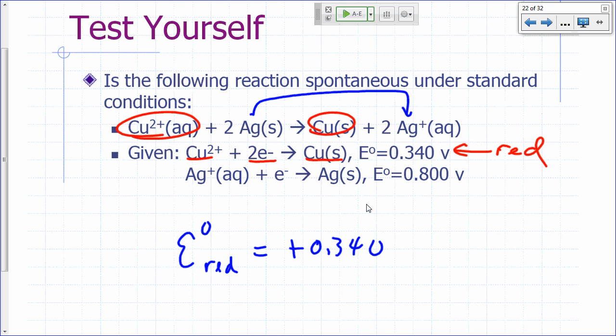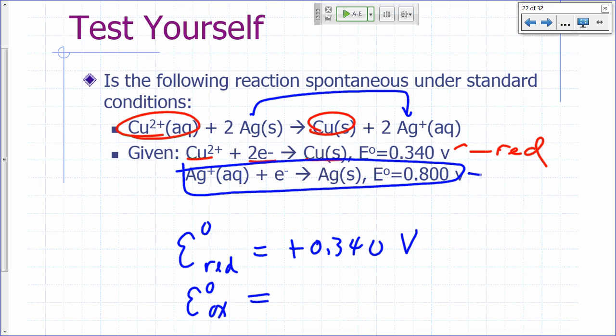That's what happens to my copper. What happened to my silver? It's oxidation, right? What's my oxidation potential? Is it 0.8 or negative 0.8? Look at this expression right here. That's also reduction, so if I flip it, I make it oxidation. I actually flipped it. My silver solid is on the left side of my given reaction, so my standard oxidation potential would be negative 0.8 volts.